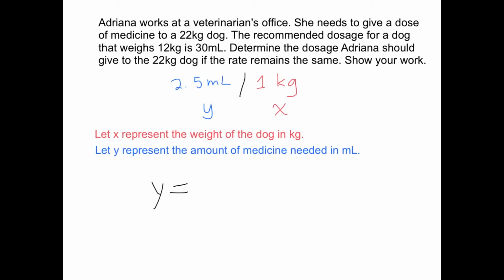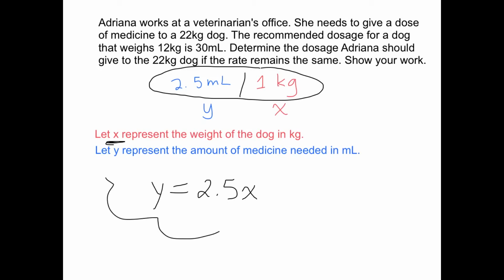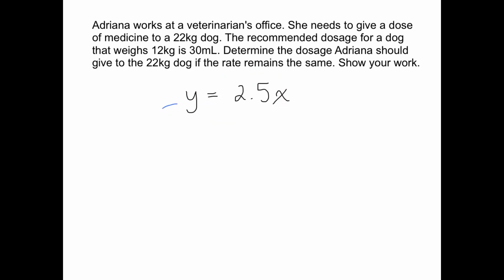Well, how would you figure out how much medicine you needed if you knew the weight of the dog? Well, since we know that the rate is 2.5 milliliters for every 1 kilogram, if we increase the amount of kilograms, we're going to multiply 2.5 times the weight of the dog, so y = 2.5x. Does this equation make sense to you? Well, think about it. To find the amount of medicine needed, we would take 2.5 and multiply it by the number of kilograms that the dog weighs. Well, let's use this equation to answer the question.